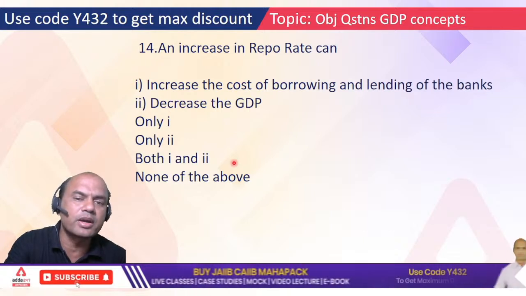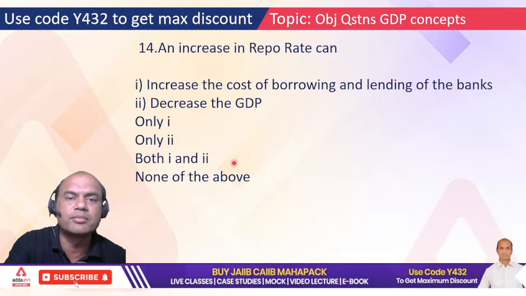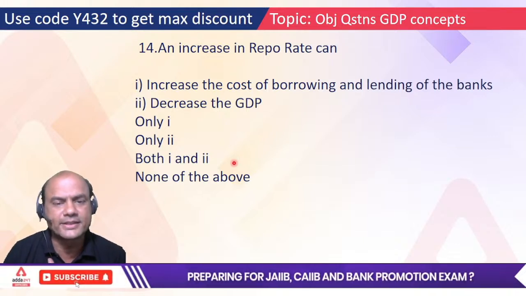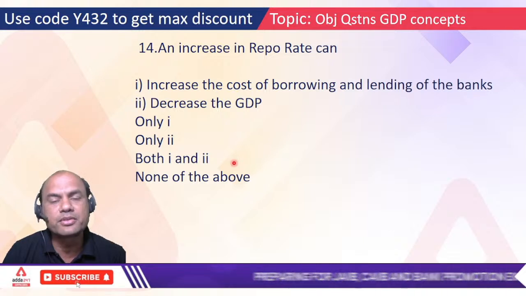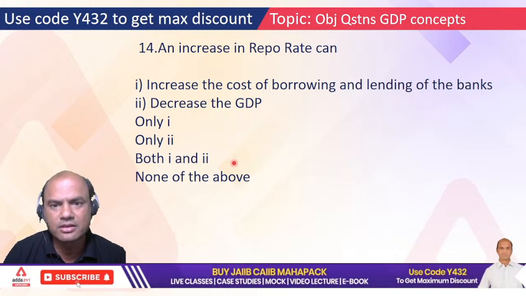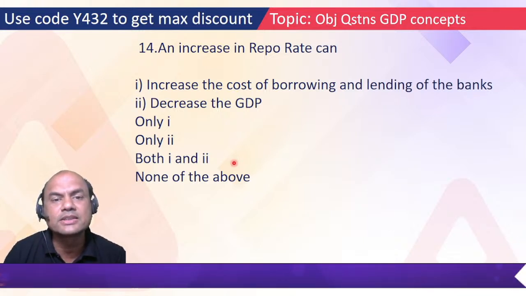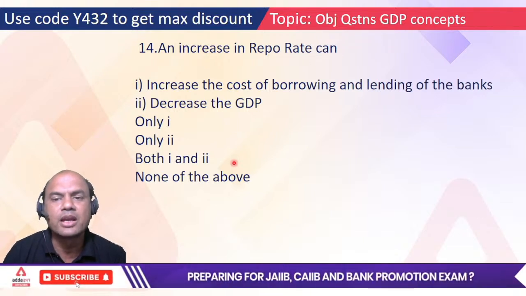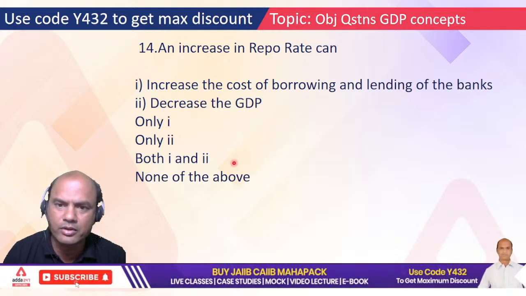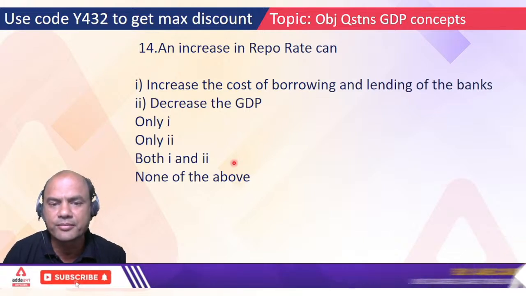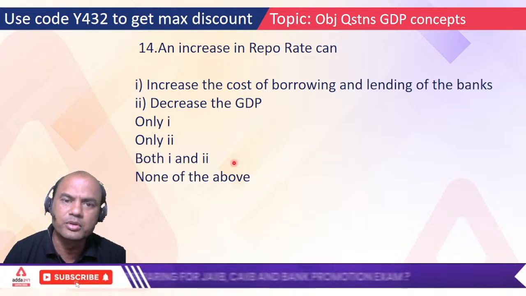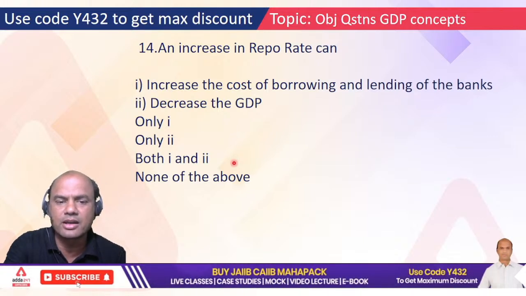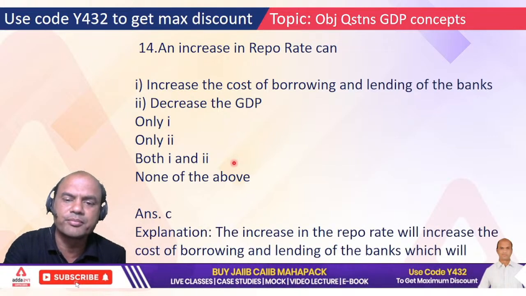An increase in repo rate will be, means what will happen by increasing repo rate? Increase in the cost of borrowing and lending of the banks. Means repo means what? RBI gives money to the banks, right? So if RBI increases the rate at which RBI is giving the money, so what will happen? It will increase the cost of lending and borrowing by the banks and decrease in GDP. So is it both of them or only one? Correct. Everyone is typing correctly. Answer is C, both of them.